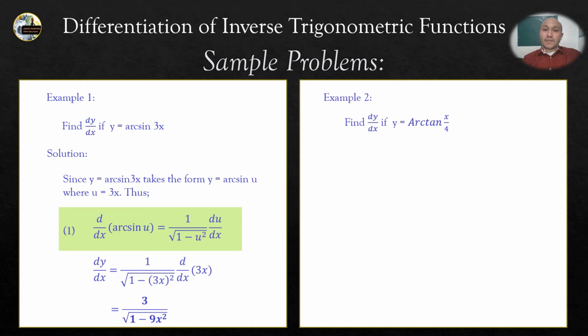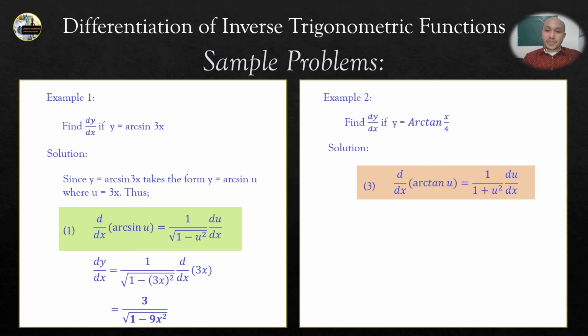So for problem number 2, find dy over dx if y equals arctangent of x over 4. We'll use formula number 3 because this is in arctan form. Then dy over dx is equal to 1 over 1 plus u squared, where our u here is x over 4, times d over dx of u. So our u here is x over 4. Then 1 over 1 plus x squared over 16.